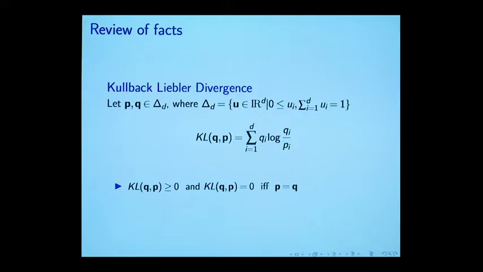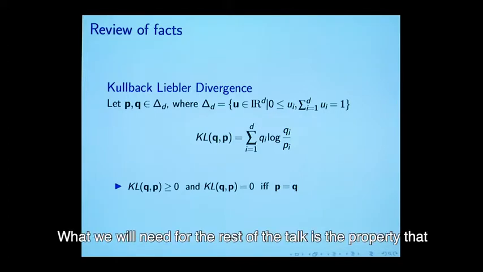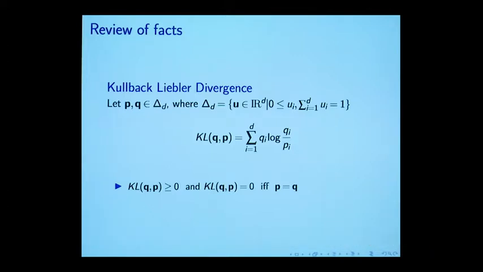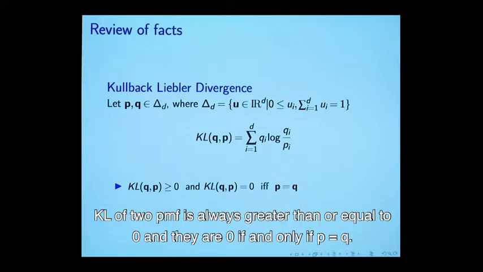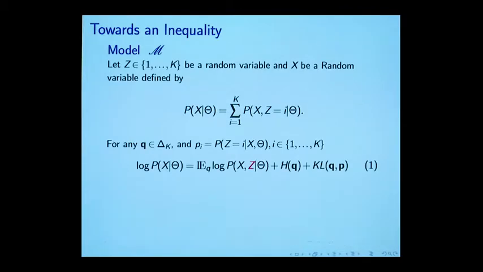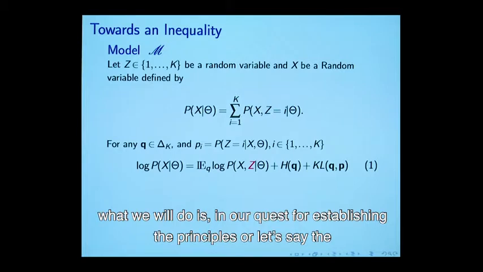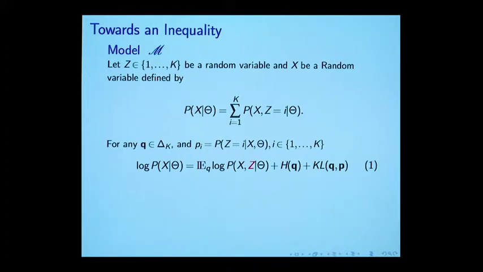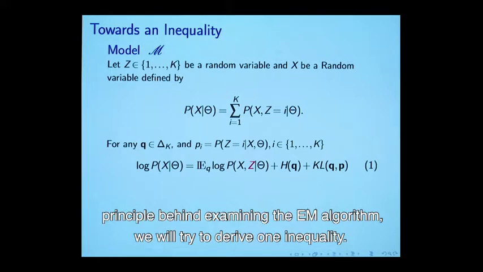So, what we will need for the rest of this talk is the property that KL of two PMFs is always greater than or equal to 0, and they are 0 if and only if P equals Q. So, armed with this Kullback-Leibler divergence, in our quest for establishing the principles behind examining the EM algorithm, we will try to derive an inequality.